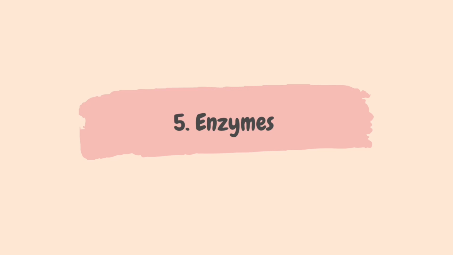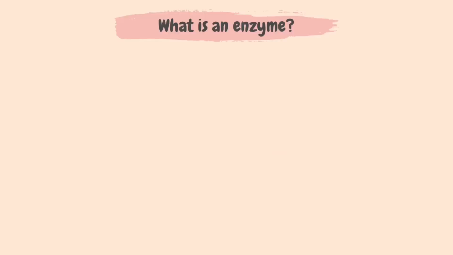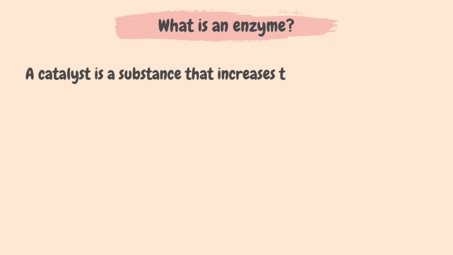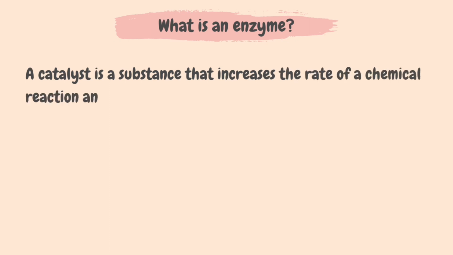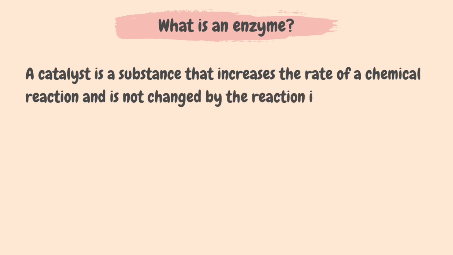This video summarizes topic 5, enzymes. So what is an enzyme? First, we must understand that metabolic reactions are constantly taking place in organisms in order to maintain their living state. A catalyst is a substance that increases the rate of a chemical reaction and is not changed by the reaction itself. So it's something that makes a reaction faster, but it does not get changed itself.